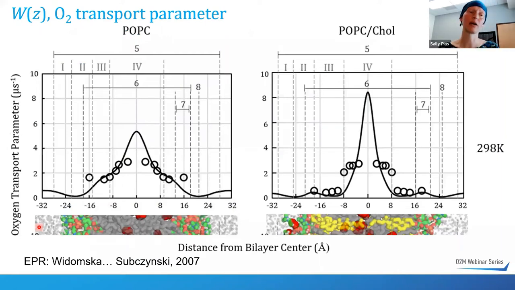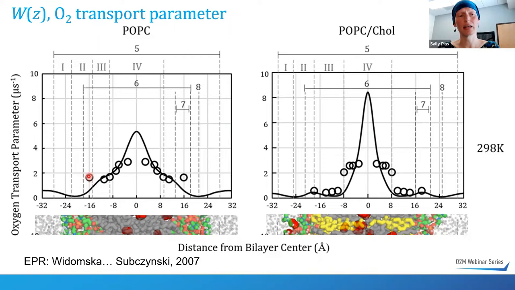And here I'm going to show you data. Now we have data from simulation in the black curve for the oxygen transport parameter as a function of bilayer depth, which is the Z dimension. And in the black circles, we have EPR data from Carl Subczynski's group. We see that in the region that is shared between the two plots in terms of bilayer depth, we have a fairly close match in value between the simulation data and the EPR data. The major difference is in the head group region. The EPR studies assign the position of their head group targeted probe, the tempocholine probe, which I showed you.